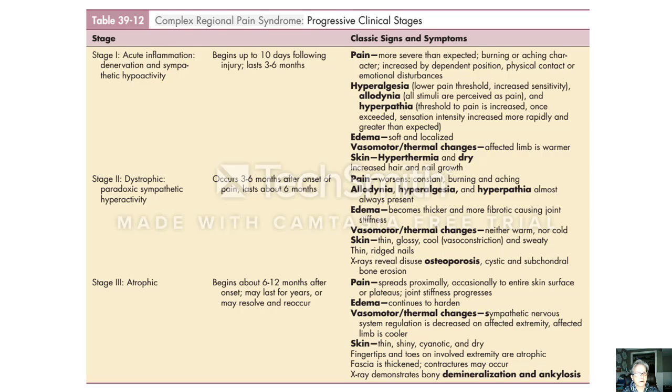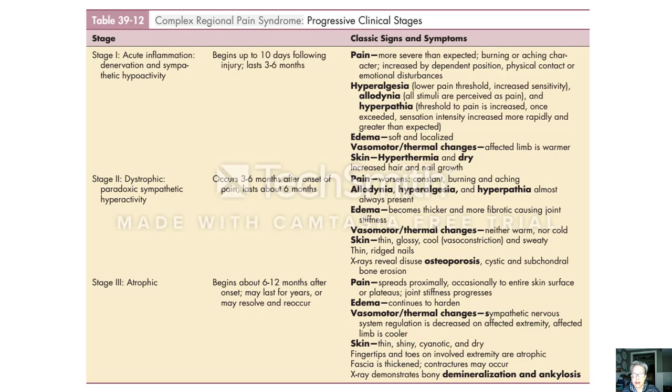Stage 2 is dystrophic. Paradoxic sympathetic hyperactivity occurs 3 to 6 months after onset of pain and lasts about 6 months. You're going to have pain that worsens, constant burning and aching. Allodynia, all stimuli are perceived as pain. Hyperalgesia, lower pain threshold, increased sensitivity. And hyperpathia, pain threshold is increased. Once exceeded, sensation intensity increases more rapidly and greater than expected.